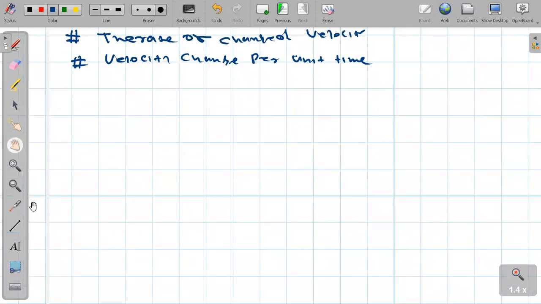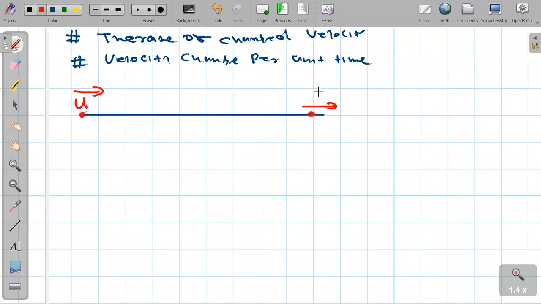Now you can set this up this way. Have a good look. You start with velocity u, this is the initial velocity. You consider a certain point, and at that point this is the final velocity. Time is t equals 0 at the start, and you finish at the time of t.